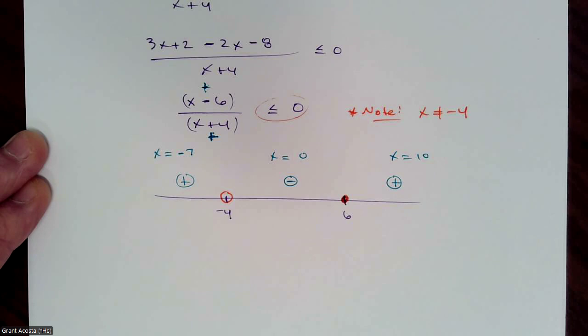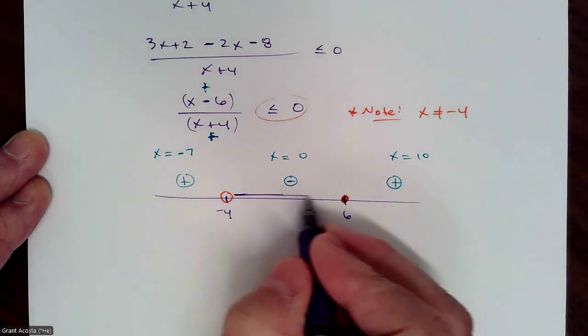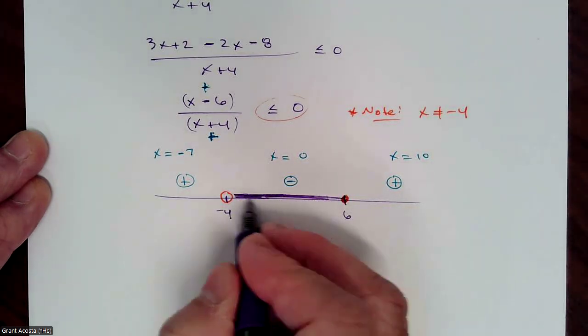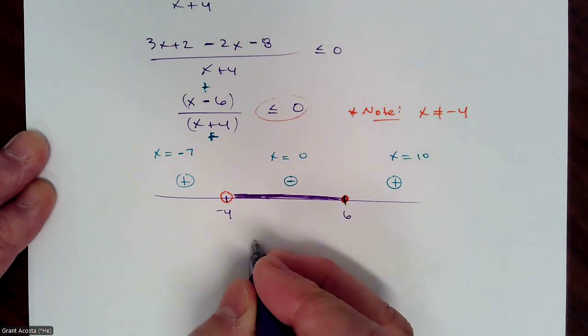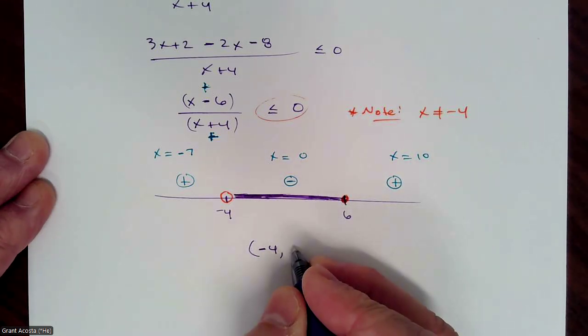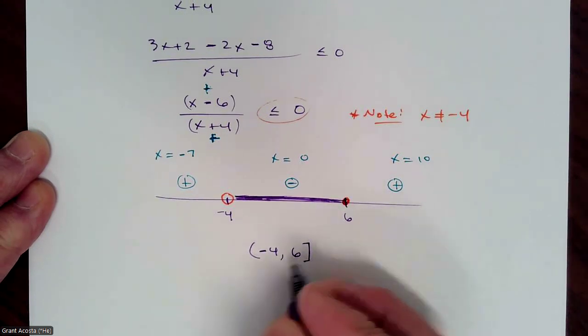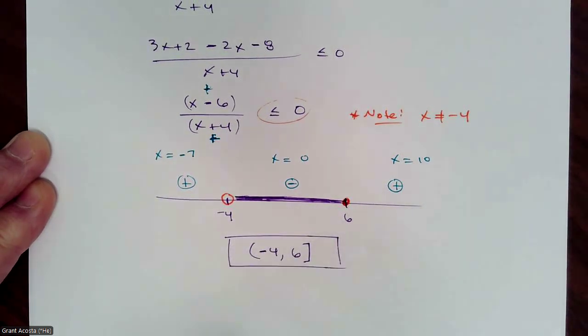Less than or equal to 0 means negative, so there's our answer. We have parentheses -4 to 6 including. That would be my answer.